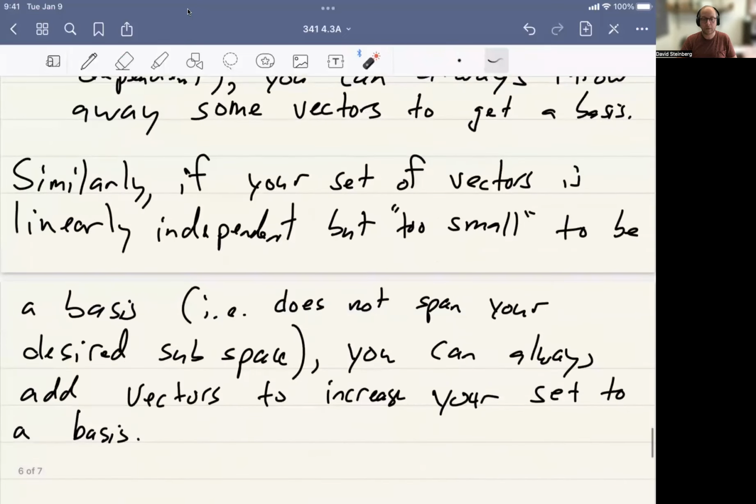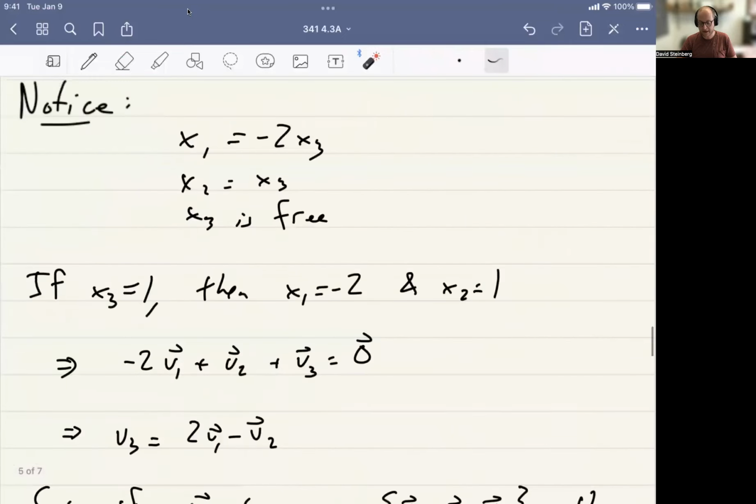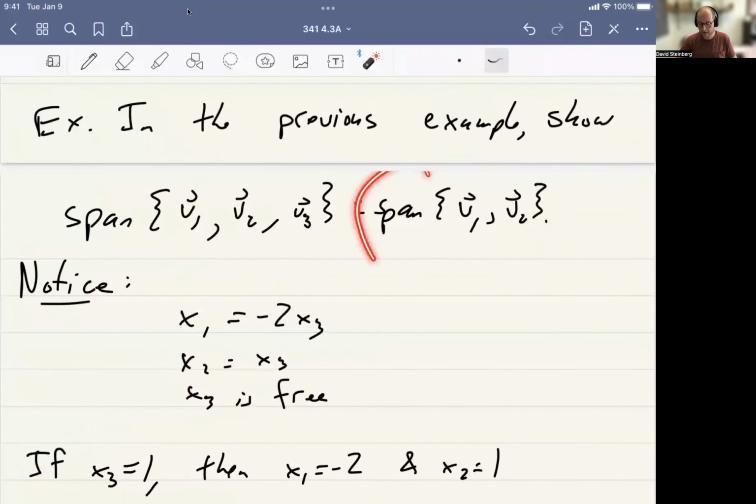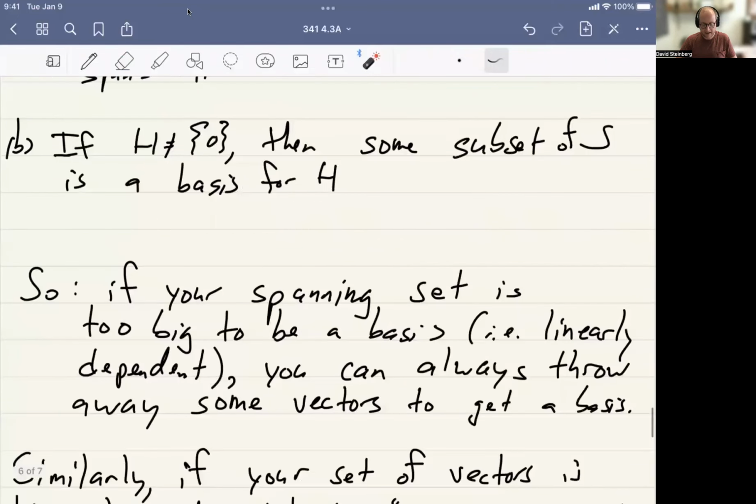Okay, and we did sort of an example of this here, where now we could check that v1 and v2 actually are a basis for the span of v1 and v2 now in R3. Okay, I think that's everything I had planned for this first video.